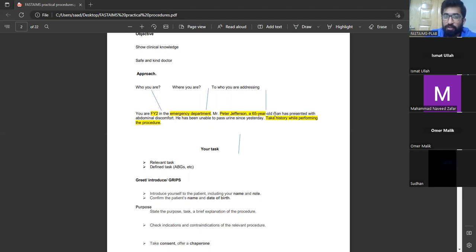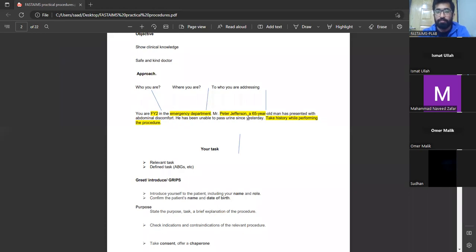And he's 65 years old. That is also important because sometimes in the history questions we have to ask patients who are above 60 how they are dealing with their home chores and what kind of difficulties they are feeling living alone, whether they are living alone or with someone. And the fourth and most important thing is, what is your task?